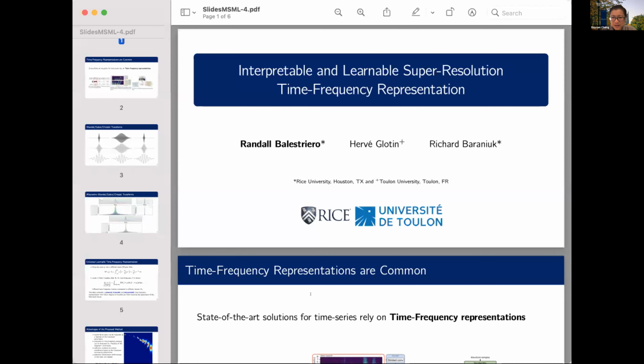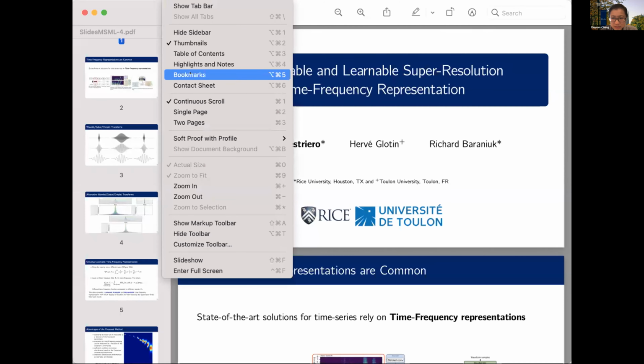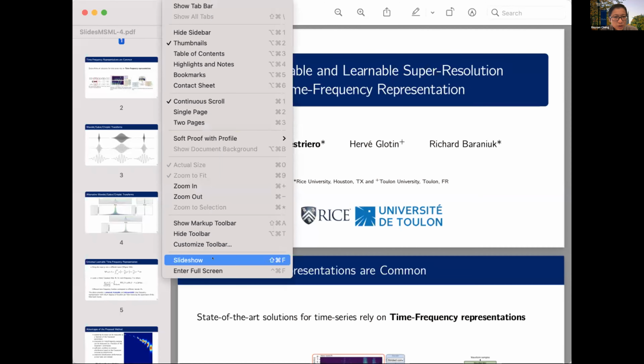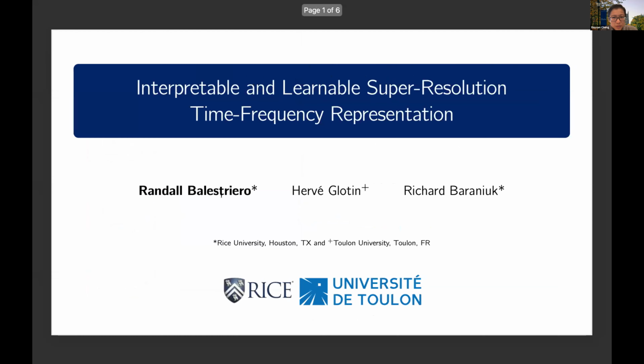Okay. Thanks for the great talk. Actually, that's great timing. Thanks. I appreciate 5 minutes maximum. I hope the next presenters also stick to that. So next, we're going to have Randall Ballestero. Randall, good. Okay. So he will talk about interpretable and learnable super resolution time frequency representation.